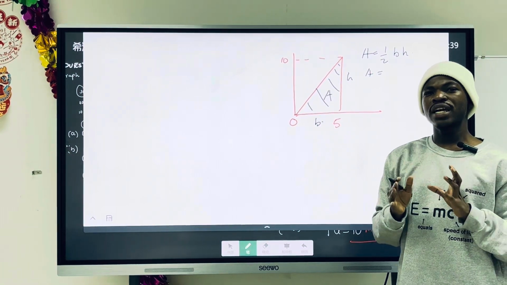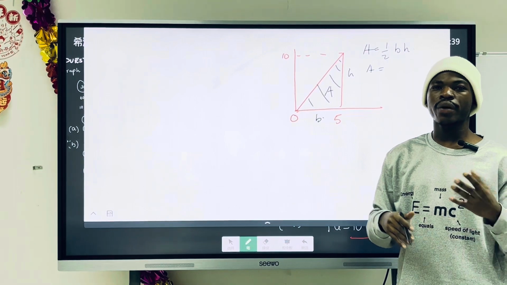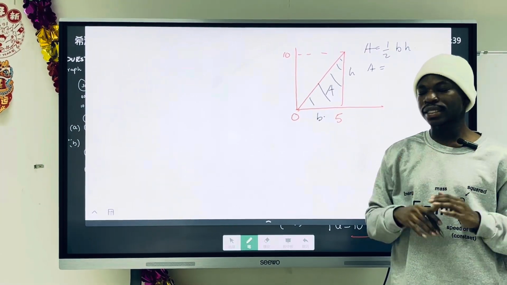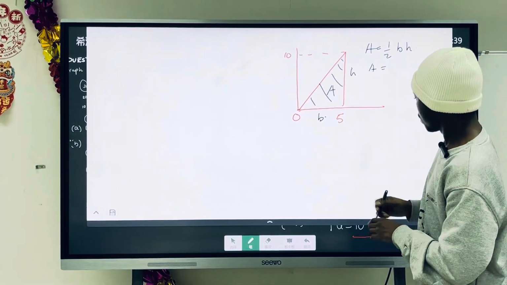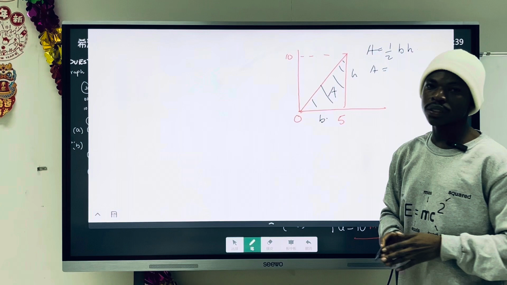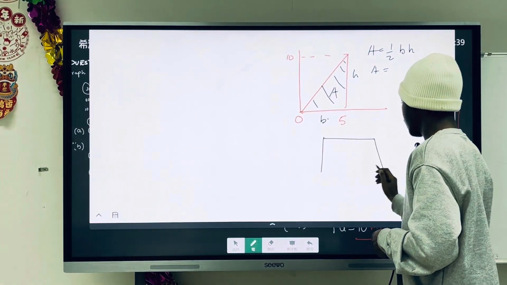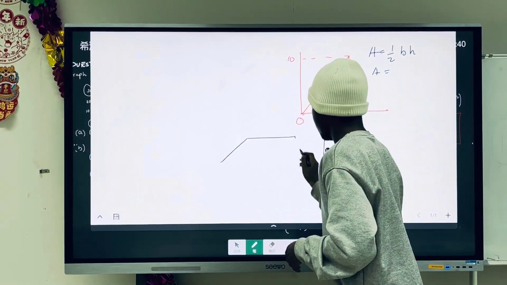So you need to be familiar with some shapes like a triangle, a rectangle, a square, a trapezium. Those are the common shapes that you basically see when it comes to solving such questions. So if I have something called a trapezium, it has this shape like this, or it could be like this.